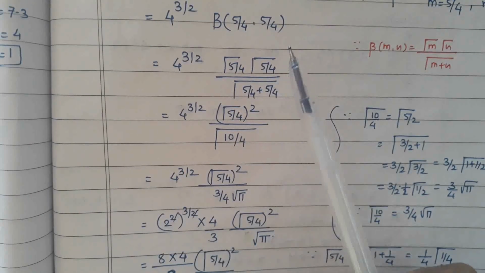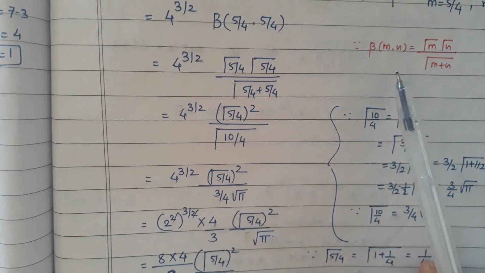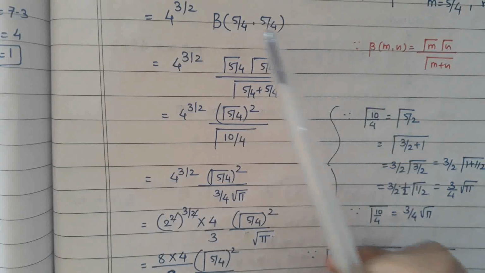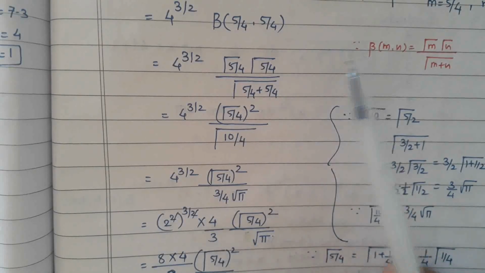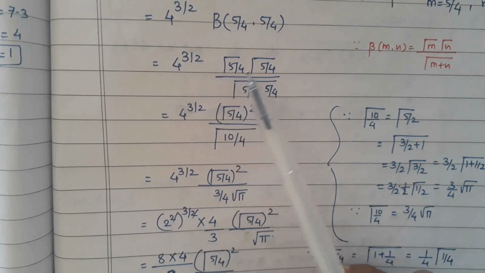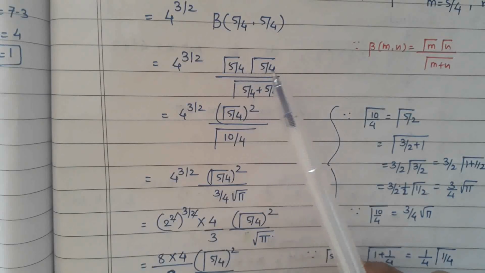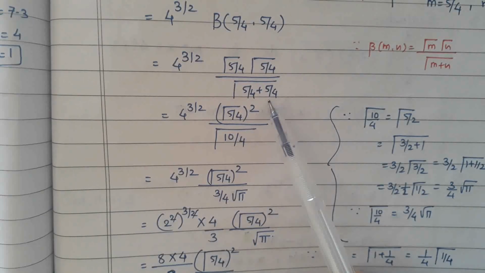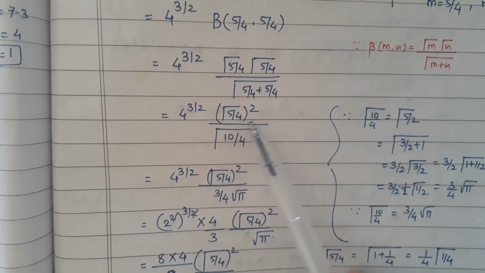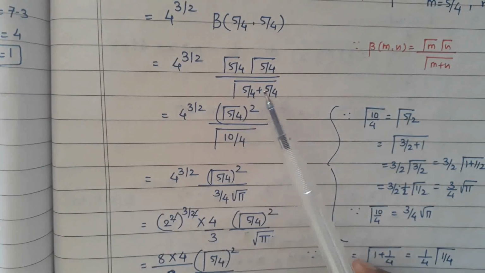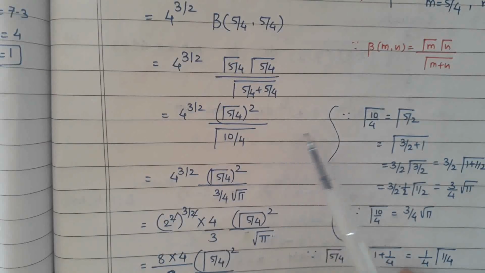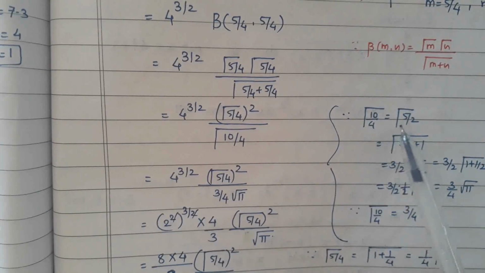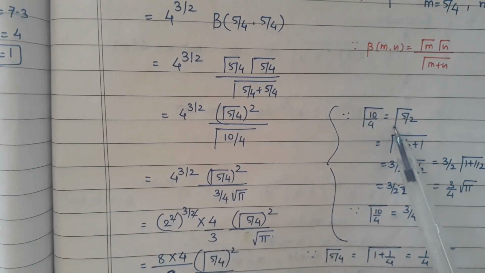To evaluate beta(5/4, 5/4), use the relation between beta and gamma functions. m is 5/4, n is 5/4. So 4^(3/2) times gamma(5/4) gamma(5/4) divided by gamma(5/4 + 5/4), which is gamma(5/4) squared over gamma(10/4). Find the value of gamma(10/4), cancelling 2, as gamma(5/2).